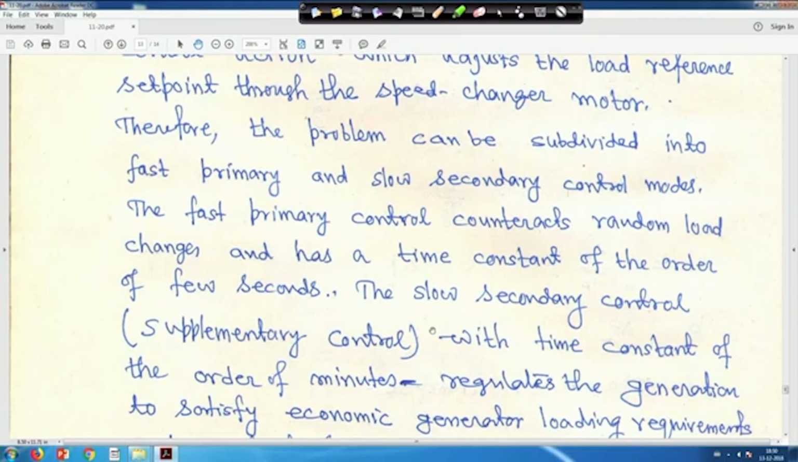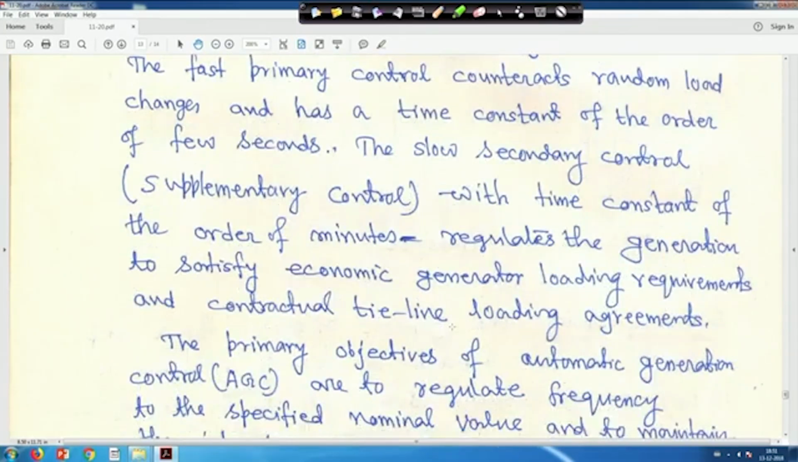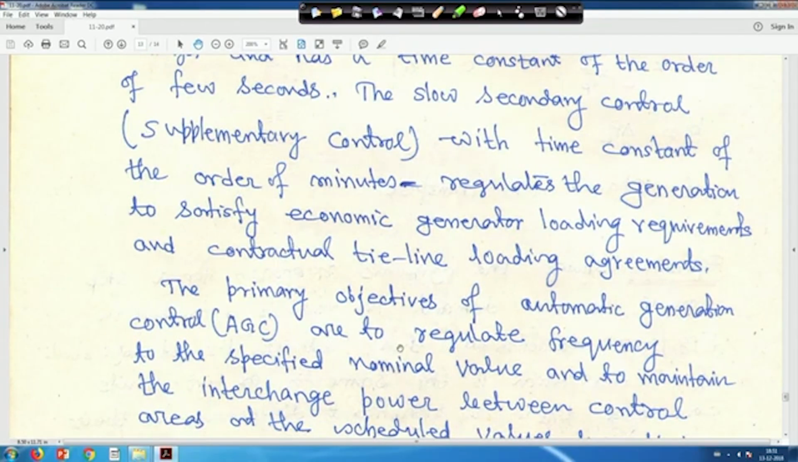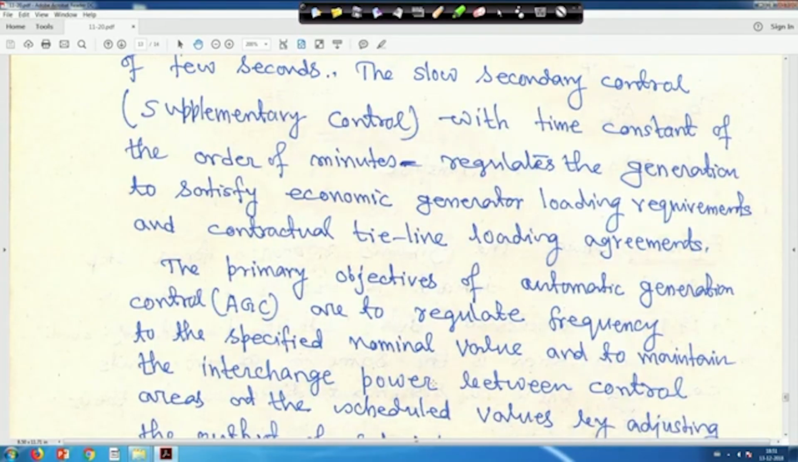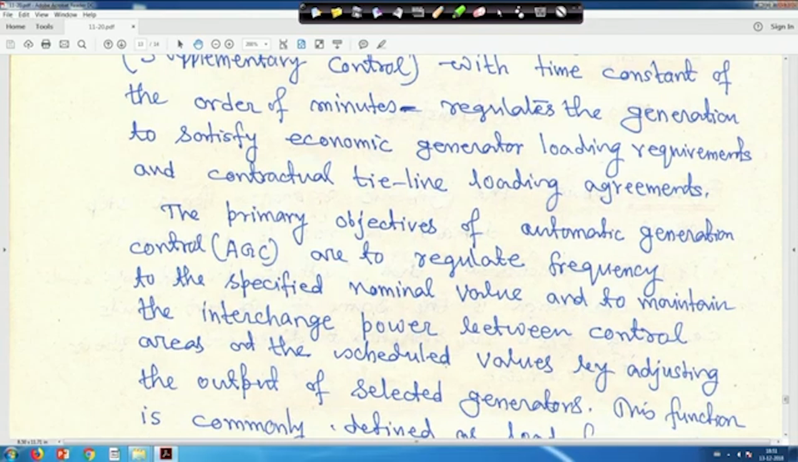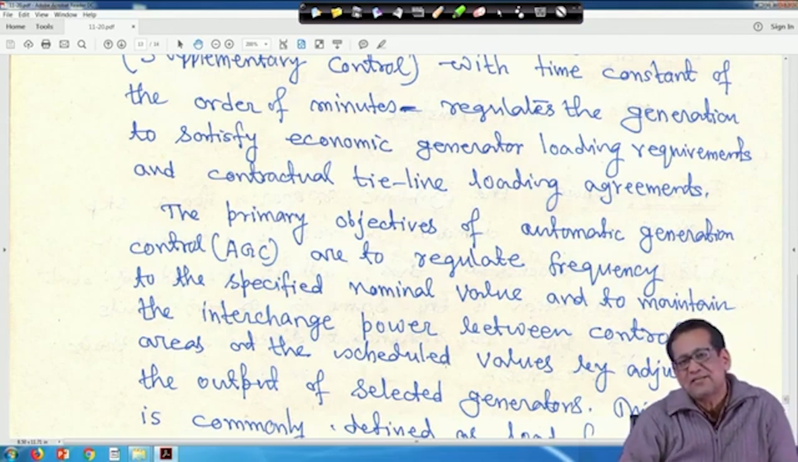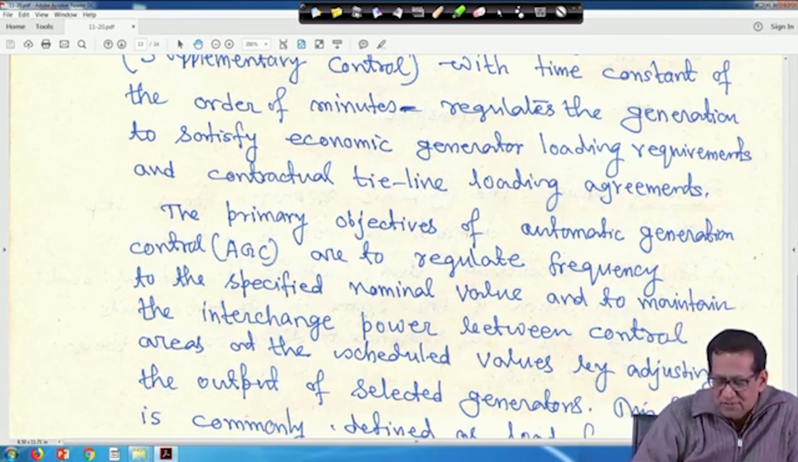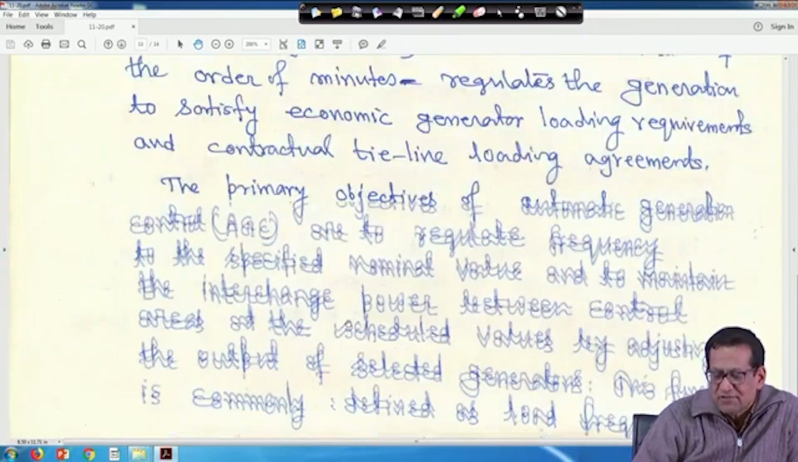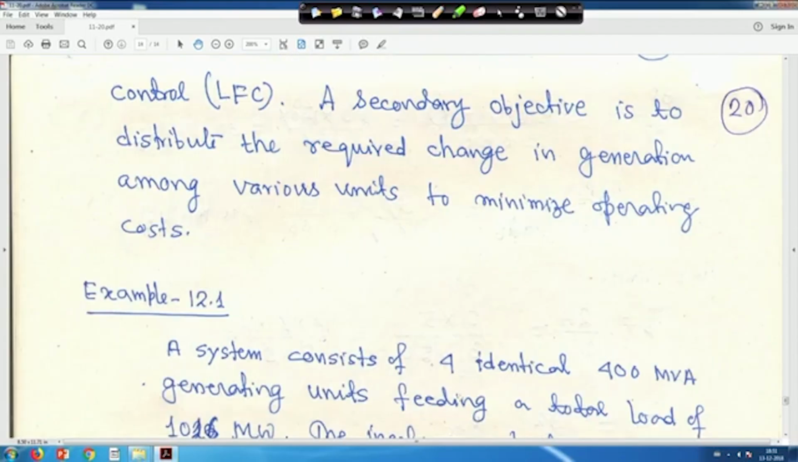It regulates the generation to satisfy economic generator loading requirements and contractual tie line loading agreements, which we will see later. The primary objective of automatic generation control, that is AGC, is to regulate frequency to the specified nominal value and to maintain the interchange power between control areas at the scheduled value by adjusting the output of selected generators. Many power systems are interconnected together and have some scheduled interchange power through the interconnecting lines we call tie lines. So this function is commonly defined as load frequency control.